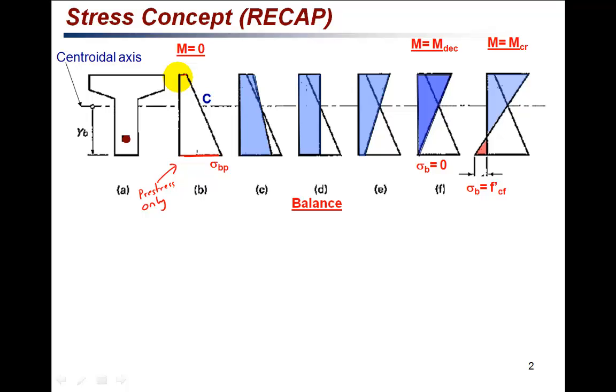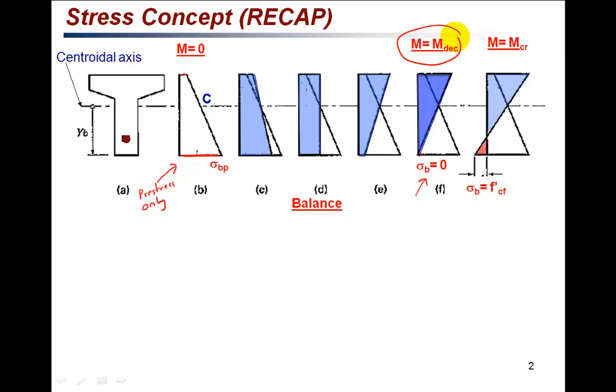And now as we go on increasing the external moment and the external load, the tensile stress at the bottom due to the bending of the beam will keep on increasing. And at a certain point, the stress at the bottommost fiber of the concrete will become zero. And this external moment that causes the bottommost fiber stress to be zero is called the decompression moment.